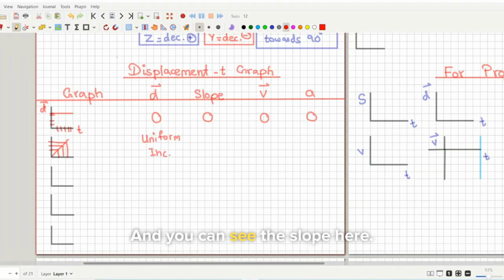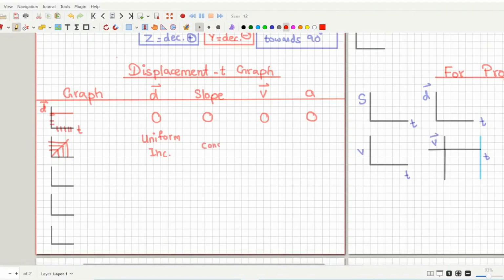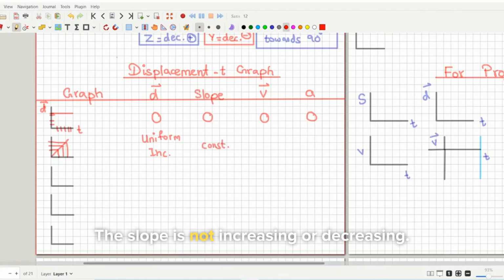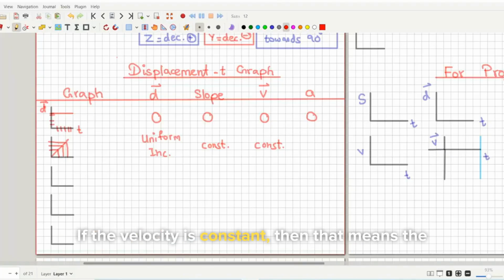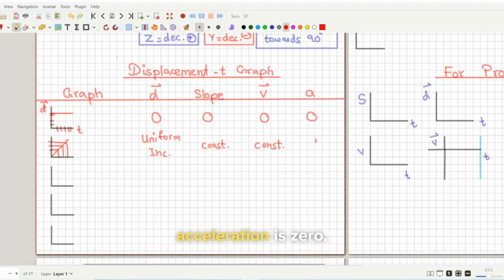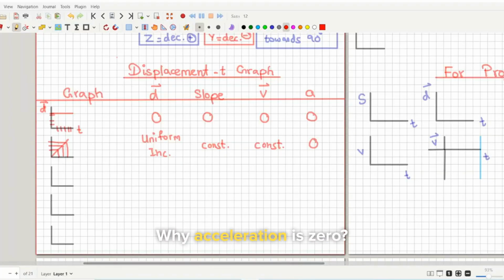And you can see the slope here. The slope is constant, right? The slope is not increasing or decreasing, so the slope is constant. For velocity, it is also constant. If the velocity is constant, then that means the acceleration is 0. Why is acceleration 0? Because acceleration is change in velocity. So if the velocity is not changing, then the acceleration is 0.